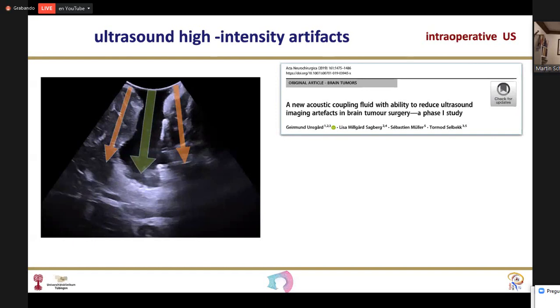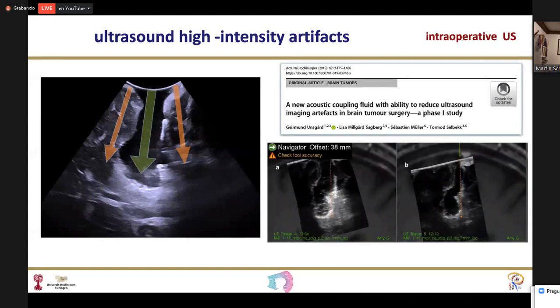So the mecca of intraoperative ultrasound is in Trondheim, in Oslo, in the group of Geirmund Unsgård, the god of intraoperative ultrasound, and they know, of course, of this problem, and they have started to develop an acoustic coupling fluid which actually has the same sonographic behavior like normal brain. That means inside the fluid, the sound travels at the same speed like inside the brain. And then you get rid of the artifacts, and you can see this very nicely here.